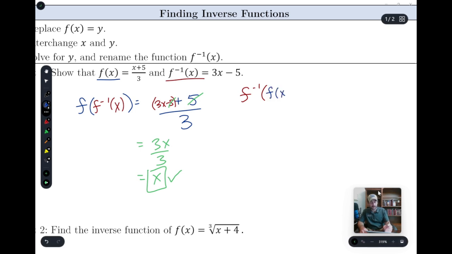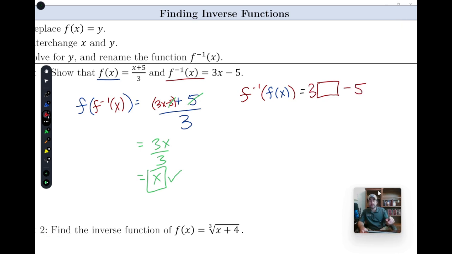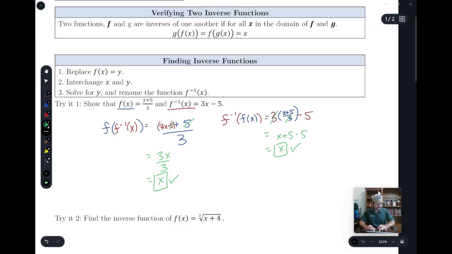Now if we do the exact same thing in reverse, and we say, what is f inverse of f of x? We are hoping to get the exact same answer and that answer to be x. Let's find out. On the outside, we have 3 blank minus 5. That blank is standing for the variable, the x, but it's not a blank. It's going to be the blue function, (x plus 5) over 3. And we're going to see those 3s cancel out again. x plus 5 minus 5. x is our answer. We have shown that two things are inverses of one another.